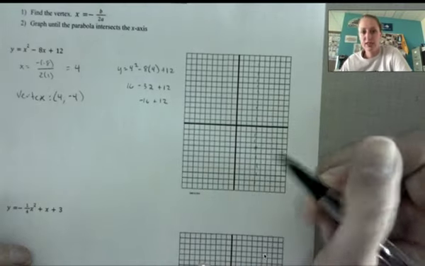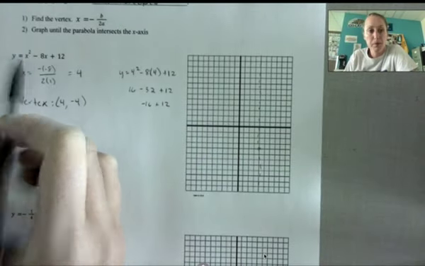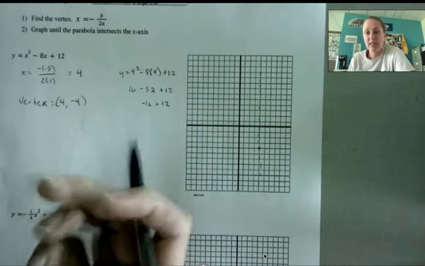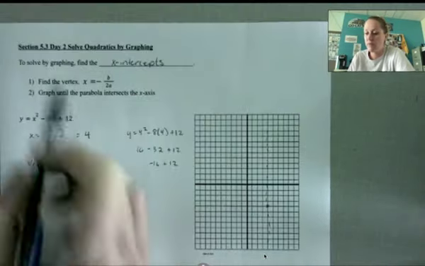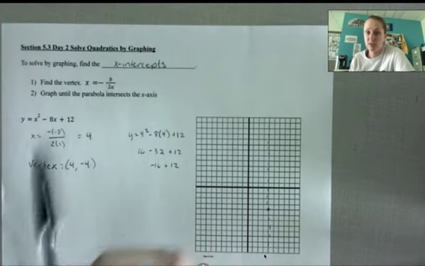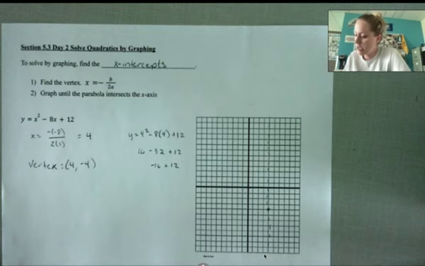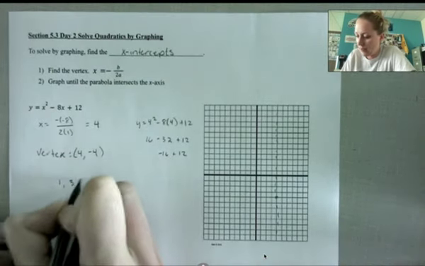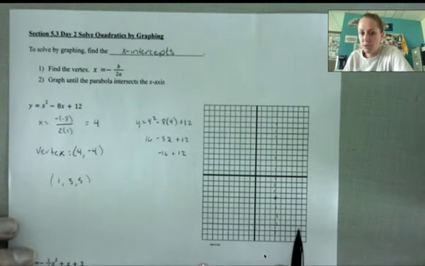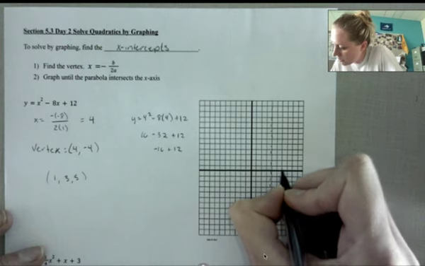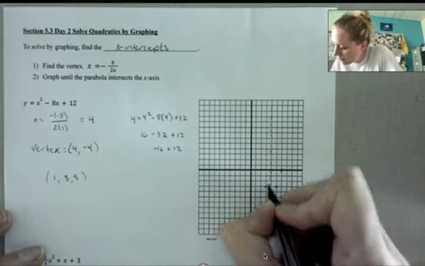So my vertex is here. I know this one is going to open up because my a is positive. I'm just going to keep the graph going until I hit the x-axis, because what we're looking for to solve is where it crosses the x-axis. Those are the x-intercepts, or the zeros of the graph. My a is 1, so all I have to do is the 1, 3, 5 pattern. I just want to go until I hit the x-axis. So up 1 over 1 and up 3 over 1 on both sides.